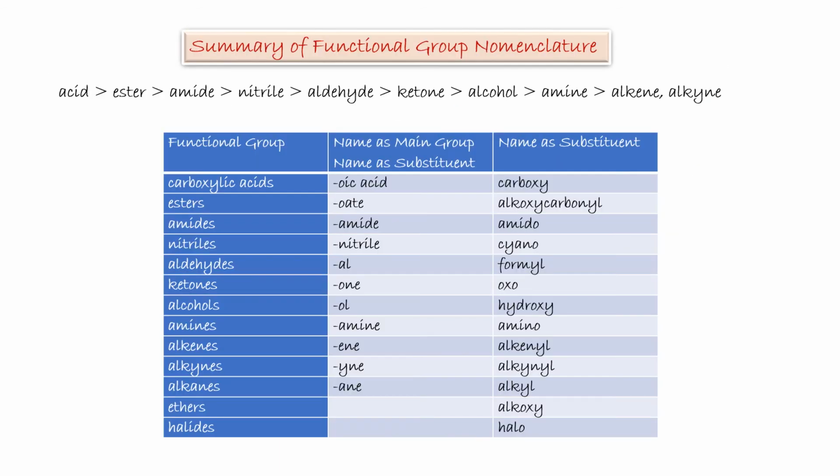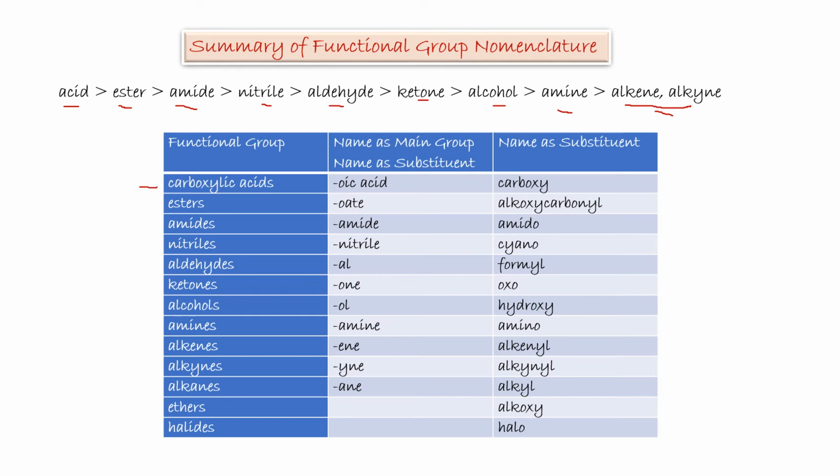To summarize the functional group nomenclature, the priority for naming the parent compound will be acid, then comes ester, amide, nitrile, aldehyde, ketones, alcohol, amine, alkene, and alkyne. So acid will be given the highest priority, then the ester, then the amide, etc.